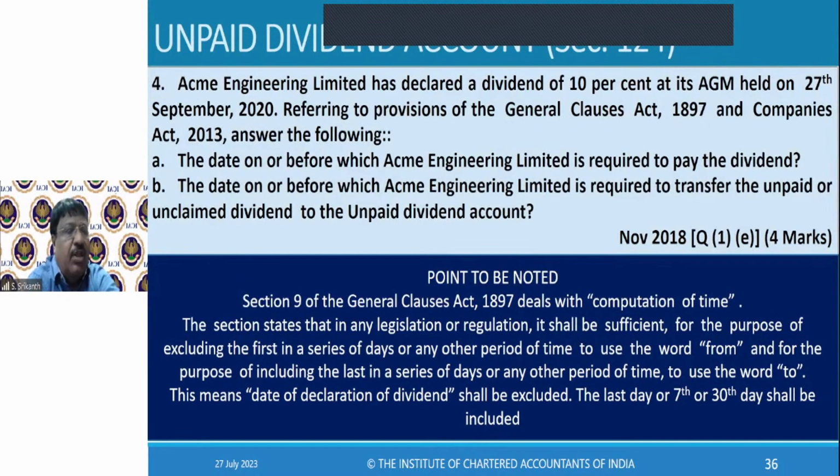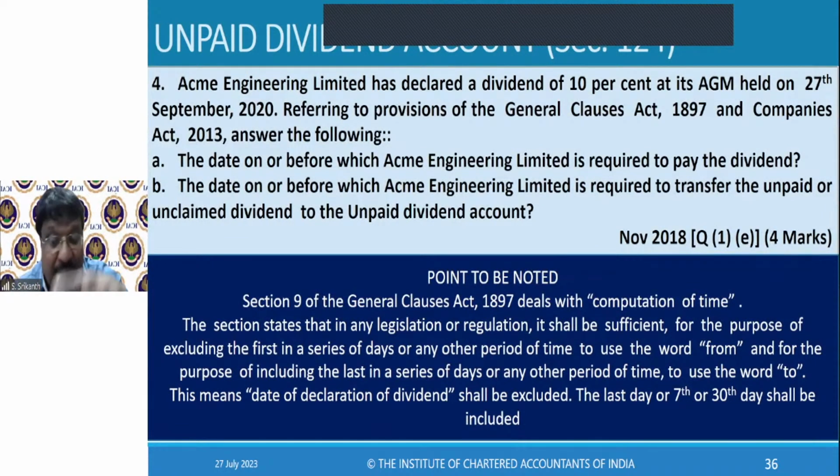it shall be sufficient, for the purpose of excluding the first in a series of days, we already saw this when we did the transfer and transmission of shares. Do you remember? You have to exclude the first in a series of days or any other period of time, to use the word from. So when you say from, then you exclude the first. And for the purpose of including the last in a series of days or any other period of time, to use the word to. So when it says from to, the first day should be excluded and the last should be included. This means the date of declaration of dividend shall be excluded.